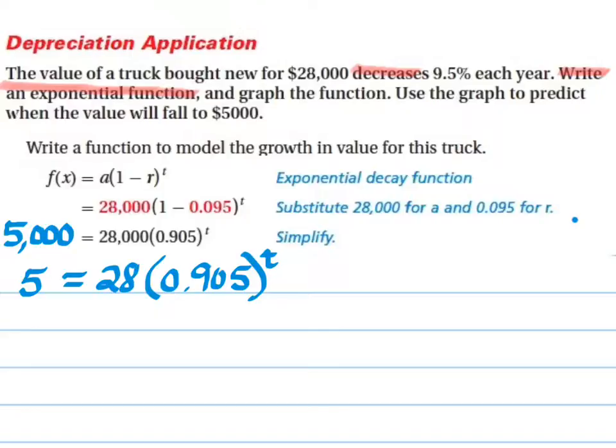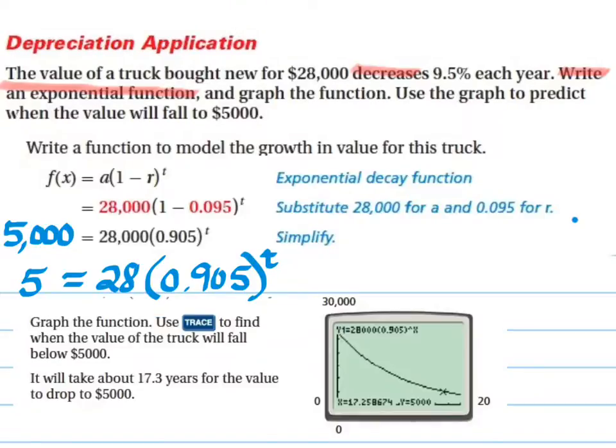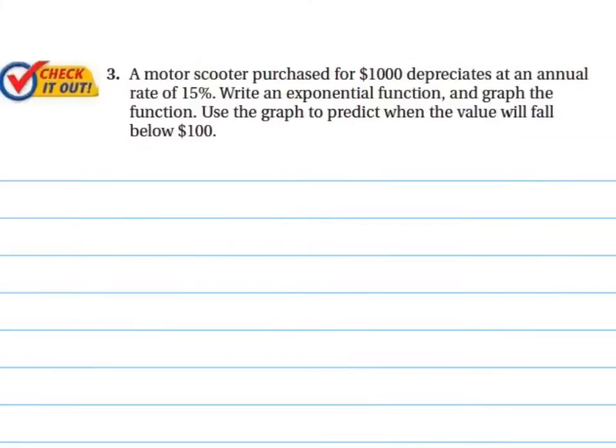So if I just leave it like this and put 5 into y1 and the right hand side into y2, then the graph looks a little bit like this. And what I'm looking for is, when does that graph, or when does the cursor fall below $5,000? And it looks like it's going to take about 17.3 years for the value to drop to $5,000. And I guess this is our last one.